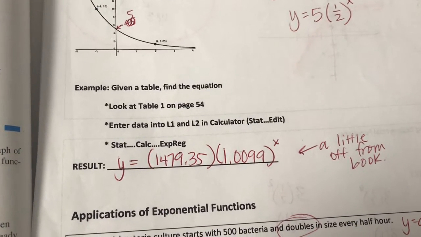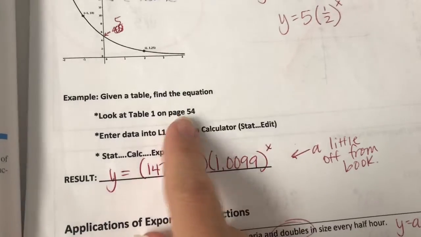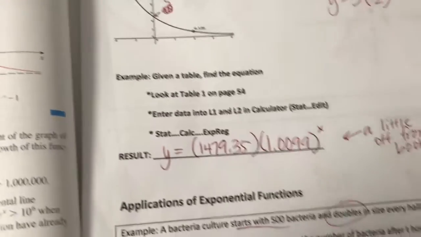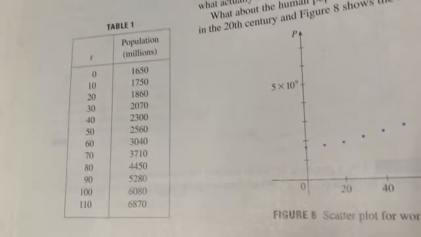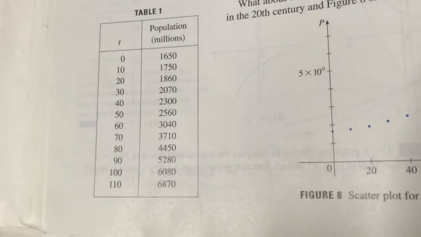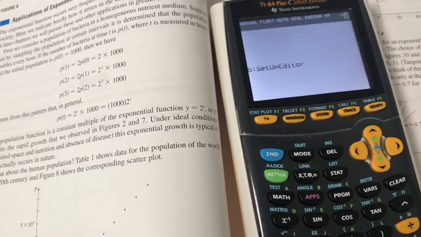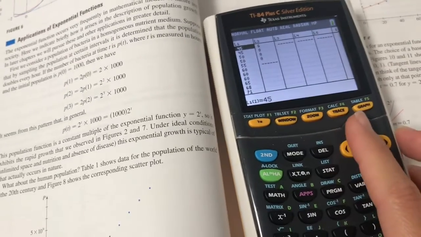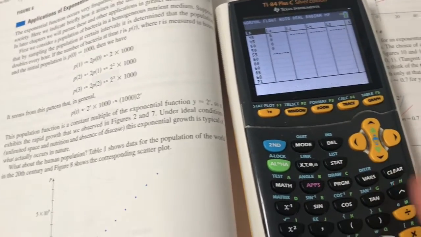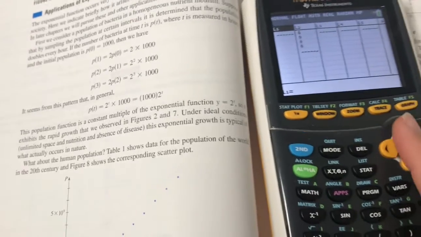Okay, so this video is going to go through how to do this problem in the notes. It says look at table 1 on page 54. So this table right here, we want to enter this into our calculator. To enter a list in your calculator, you just hit the stat button and then edit. Right now I have some numbers in here. I'm going to hit clear, enter, and that'll clear out that list.